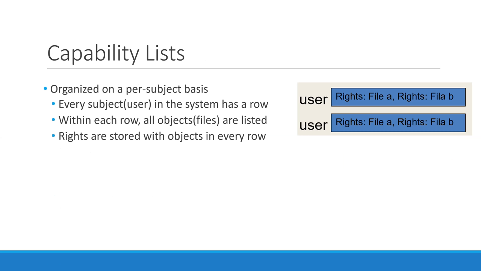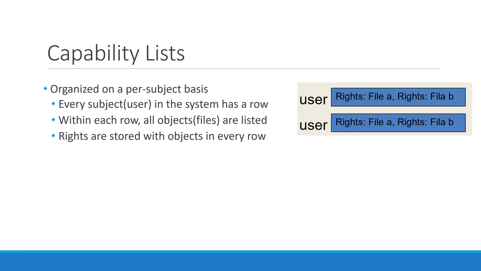Okay, the second type of access control matrix that we're going to go over is the capability lists. So these are organized, in contrast to access control lists, on a per subject basis. So instead of having a column for every file like you do in access control lists, you're going to have a row for every different subject in the system, or every different user. And then, similar to an access control list, you're going to have in each row the rights the users have for different objects in the system.